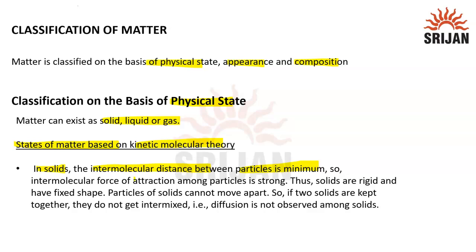So the intermolecular force of attraction among particles is strong. As the particles are near to each other, they can attract each other with a strong force. Thus solids are rigid and have a fixed shape. Because the particles are very close, their force of attraction is very high. That's why solids are rigid. Particles of solids cannot move apart. Why? Because the intermolecular distance is minimum and the force of attraction is very strong.